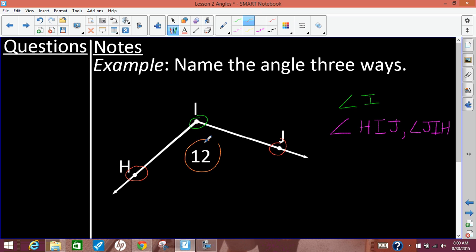And last, we have a label in here. There's no degree symbol, so that means it's a label, not a measure. We can call it angle 12.